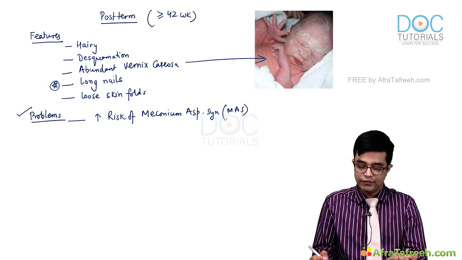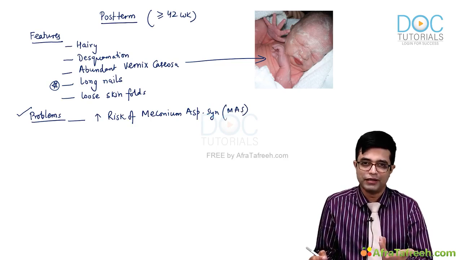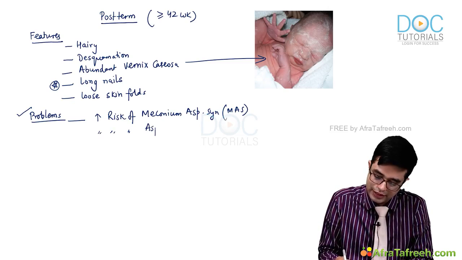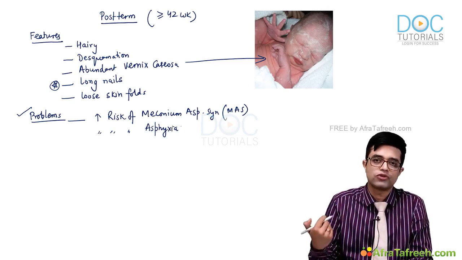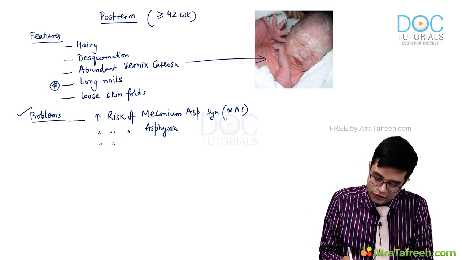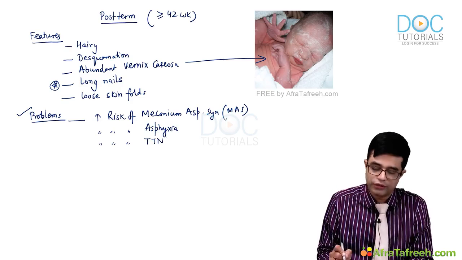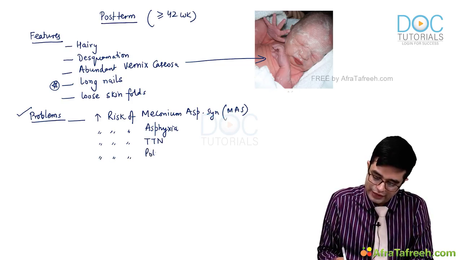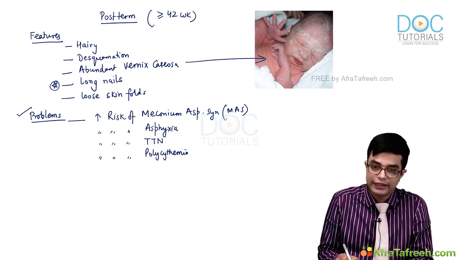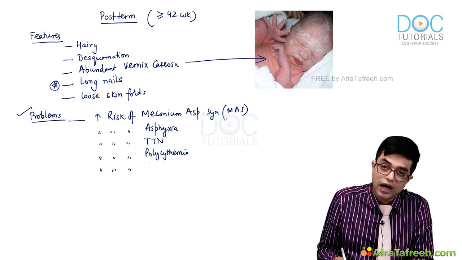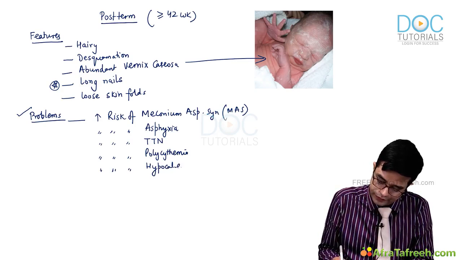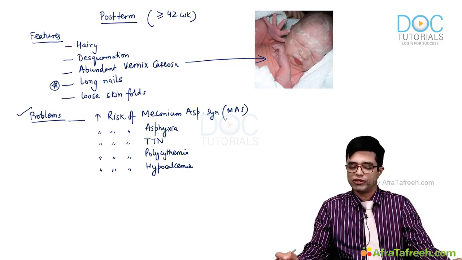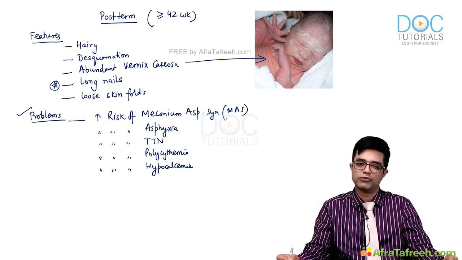because meconium will be passed by the baby in utero, and so they can aspirate, increasing the risk. They have an increased risk of asphyxia because if the weight becomes too much, the placental circulation fails to keep up with that. Thirdly, they have an increased risk of transient tachypnea of the newborn, a topic we will discuss in respiratory disorders. They have an increased risk of polycythemia. And finally, they have an increased risk of hypocalcemia. So this is regarding the problems that you find in post-term newborns. But problems in post-term are not very frequently asked compared to problems in preterm.